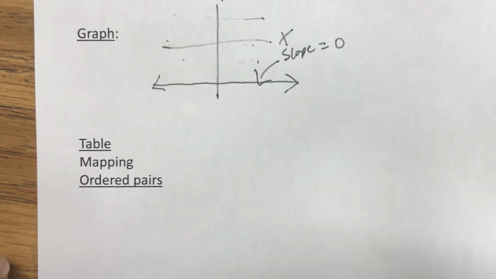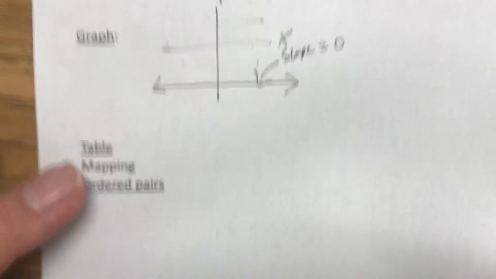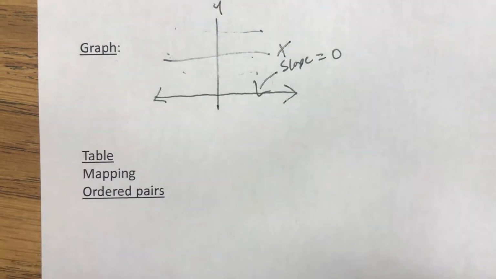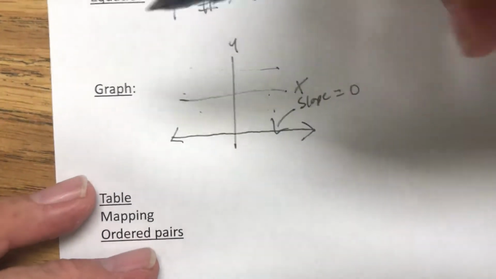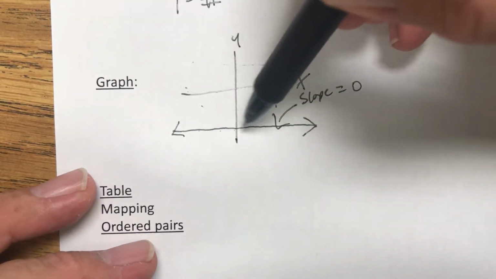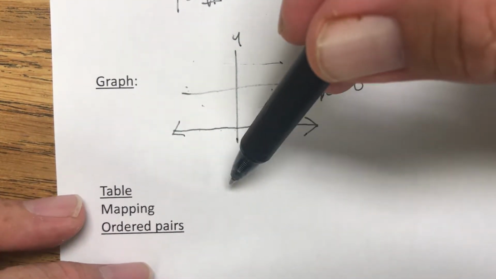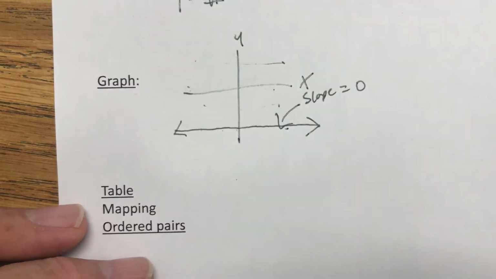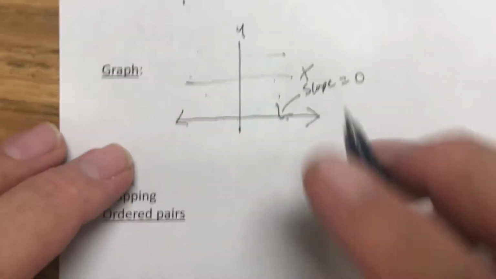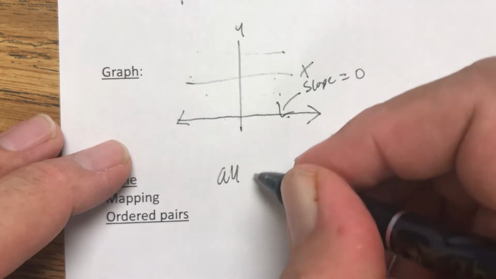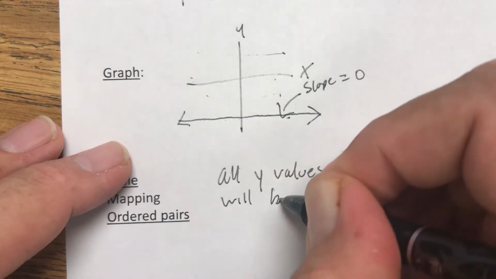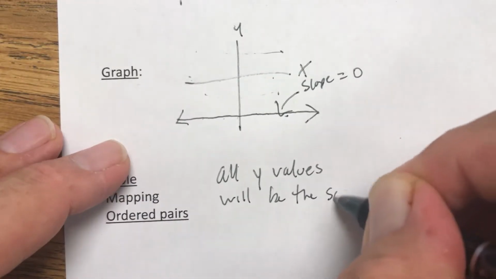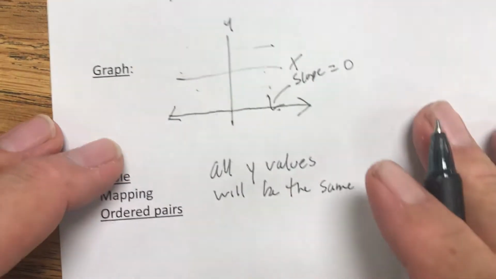A table, a mapping, or ordered pairs, whenever we see a slope of 0, since on the graph all the y values are the exact same, that means the same thing is going to happen with the table or mapping or ordered pairs. All the y numbers will be the same. All the y values will be the same, or the range will only have one number in it.